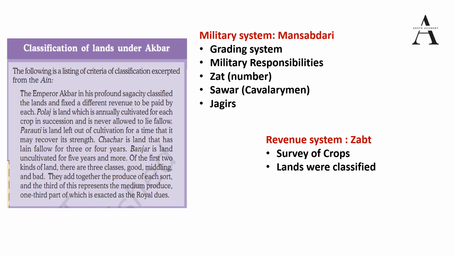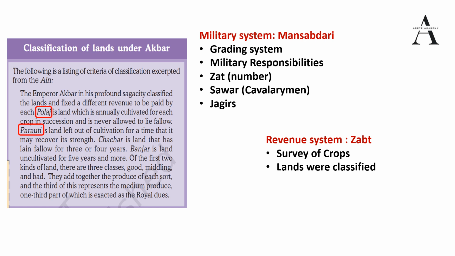So lands were classified like this. As you can see, the first land classification was Polaj. So now UPSC can ask this also. What was Polaj? What is Parauti? What is Chachar? What is Banjar? So Polaj were those lands which are annually cultivated for each crop in succession and are never allowed to lie fallow. Means every year we are cultivating and we are never leaving it fallow.